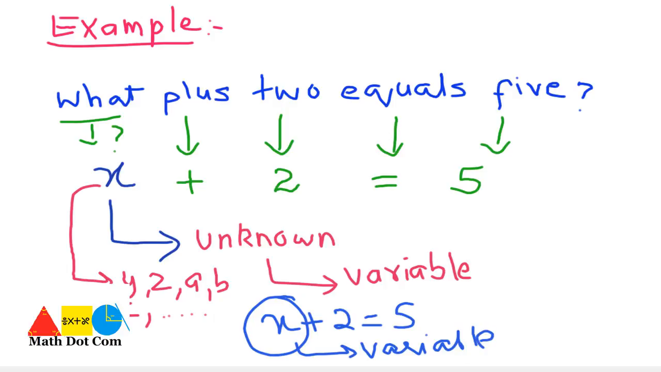Okay, let's take another example. I'm giving you the expression 4x plus 2y equals 5. Decide it by yourself, what is the variable here? Okay, let's find out. We have already defined the variable as an alphabet. It must be a single letter.